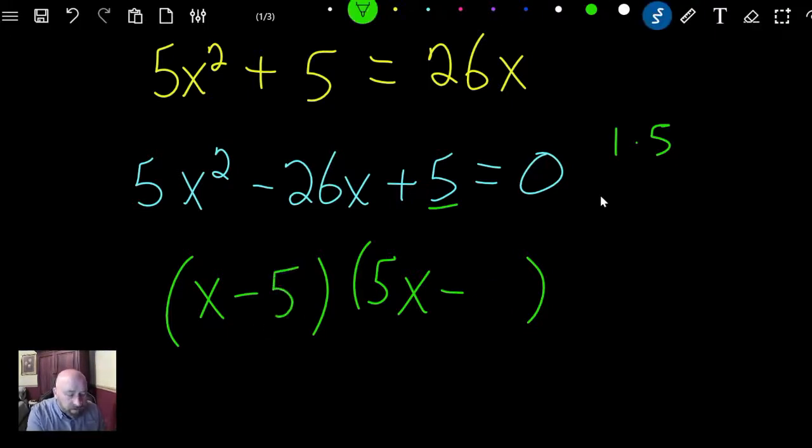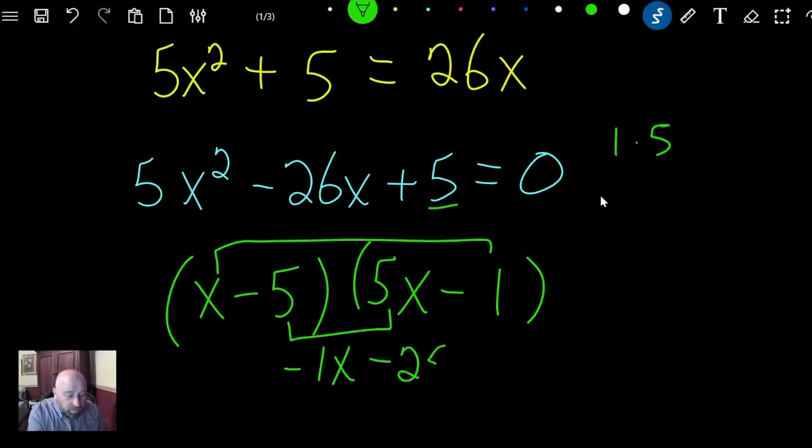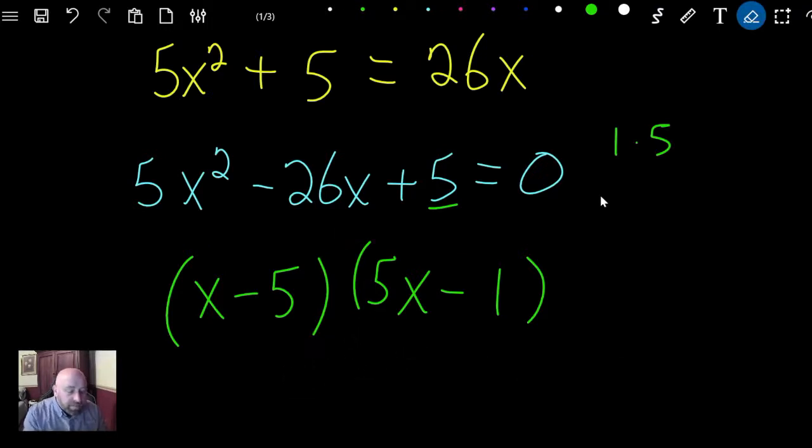So we'll go a 5 and a 1 like this. And so we'll multiply there and we'll get negative 1x. And we'll multiply there and we'll get negative 25x. This looks better. Add those together, negative 26x. Okay, good. That worked. So that is our solution. X minus 5, 5x minus 1.